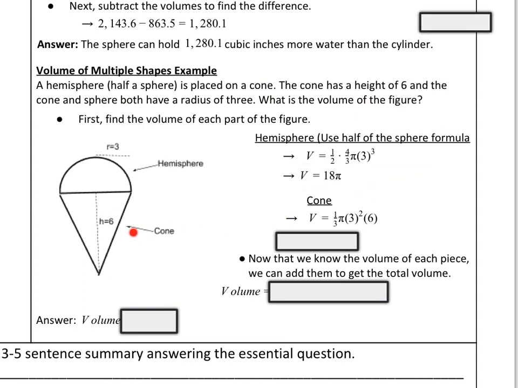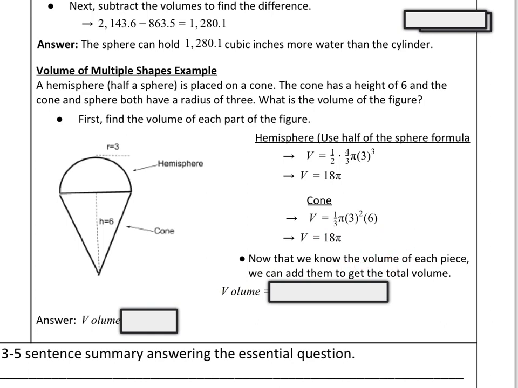Next, you want to find the volume of this cone with a height of 6. We also know the radius is 3. We put those into 1/3 pi r squared h, the formula for a cone, and calculating that out, we coincidentally also get 18 pi. So that worked out. So now that we know the volume of each piece, we can add them together to answer our final question. What is the total volume?